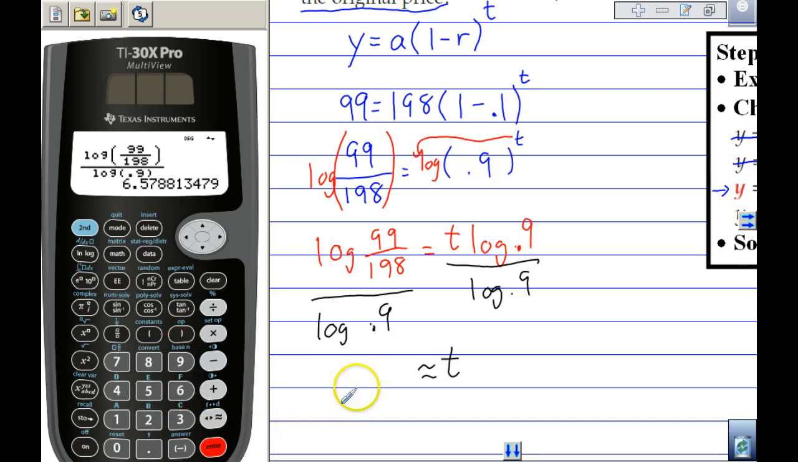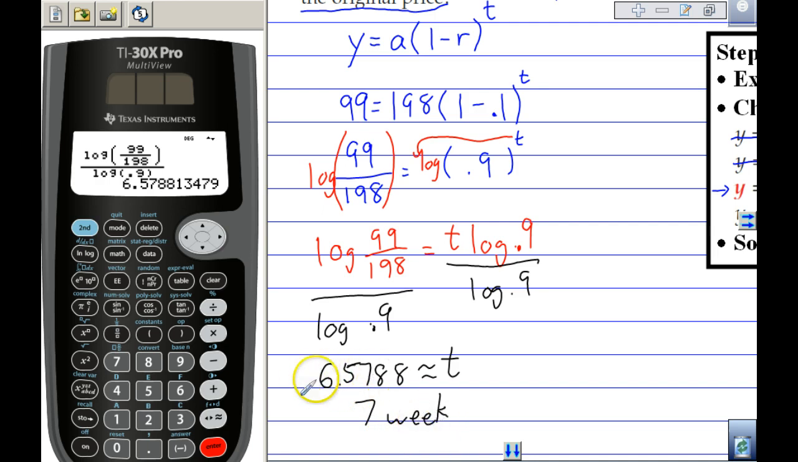We're looking at about 6.5788 weeks. They're probably not going to discount this in the middle of the week, so we're looking at about 7 weeks. Let's say 7 weeks for good measure. In the 7th week, it'll go somewhere between a little bit above $99 to a little bit below $99. So about 7 weeks. There you go.